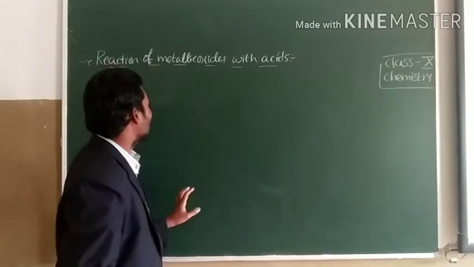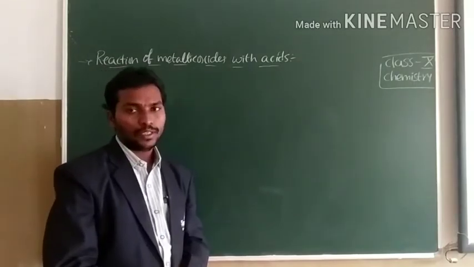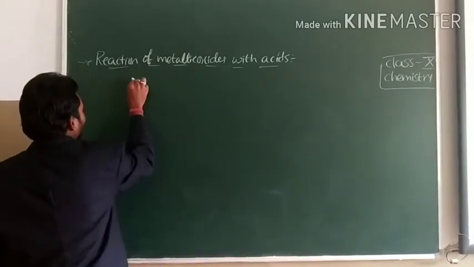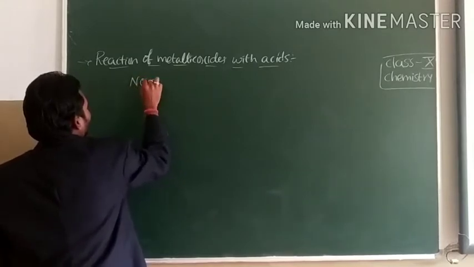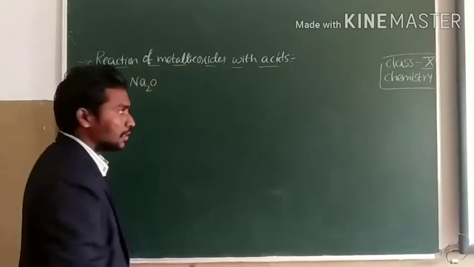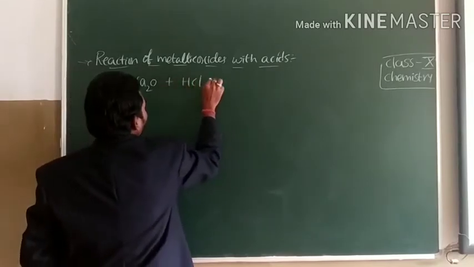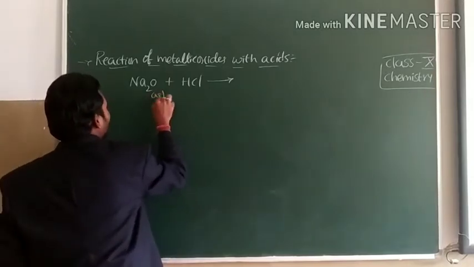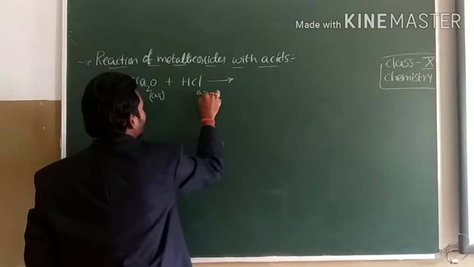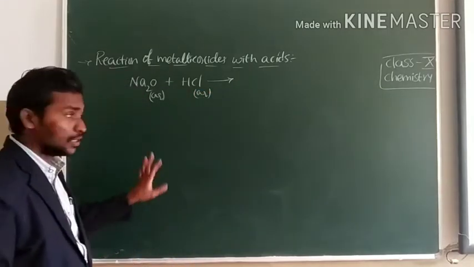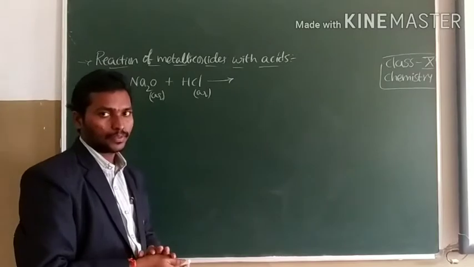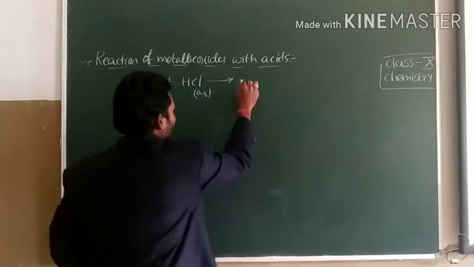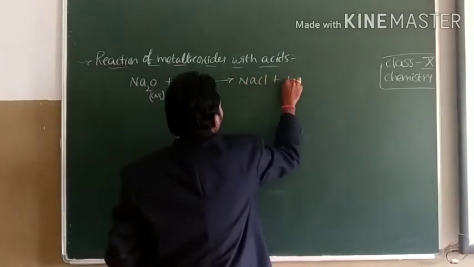Let's see the reaction between a metallic oxide and an acid. Let us consider a metal oxide such as sodium oxide, and consider an acid, hydrochloric acid. Here let us consider aqueous solutions of sodium oxide and aqueous hydrochloric acid. Remember, these two are colorless compounds. When we mix them together, they form a new compound, that is sodium chloride plus water.